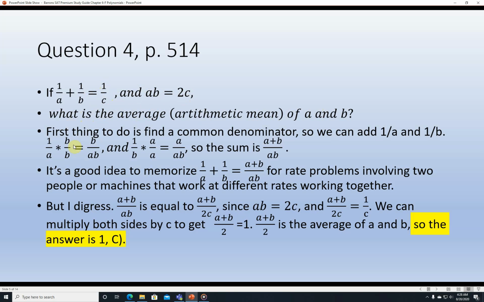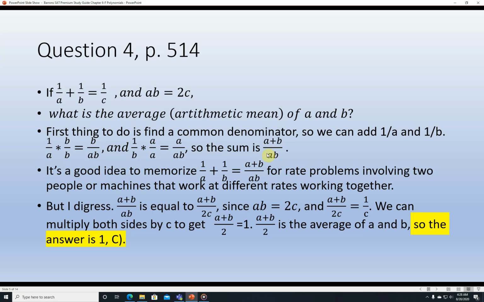But anyway, the first thing to do is to find a common denominator so we can add 1 over a and 1 over b. So 1 over a times b over b is, of course, b over ab, and 1 over b times a over a is a over ab. So the sum is (a plus b) over ab.